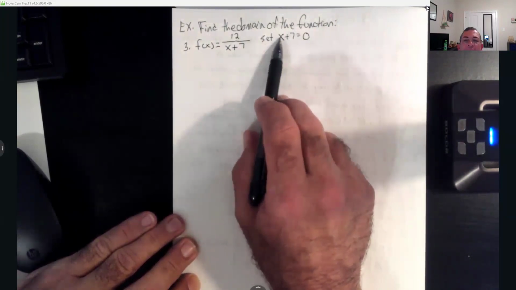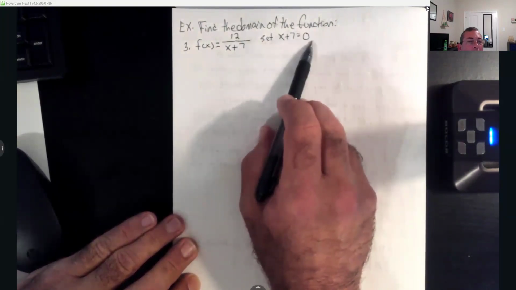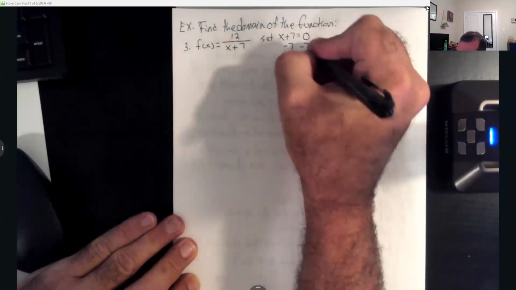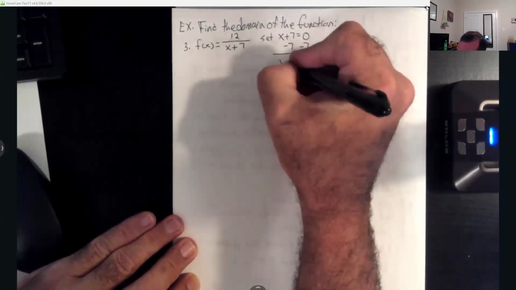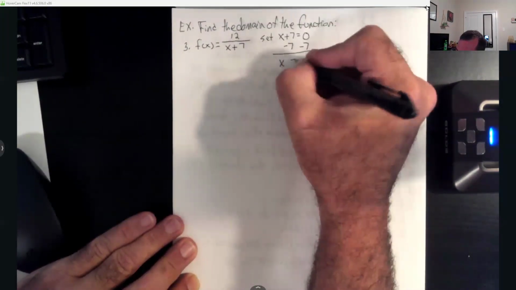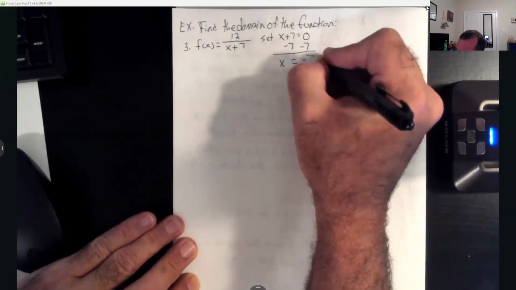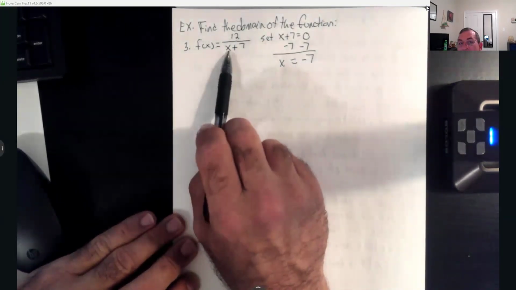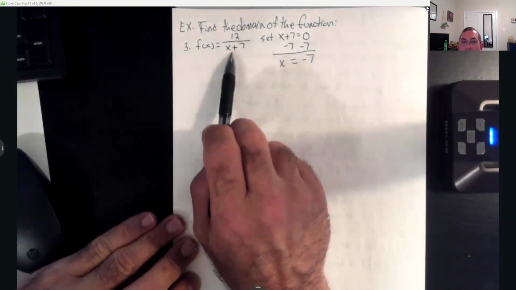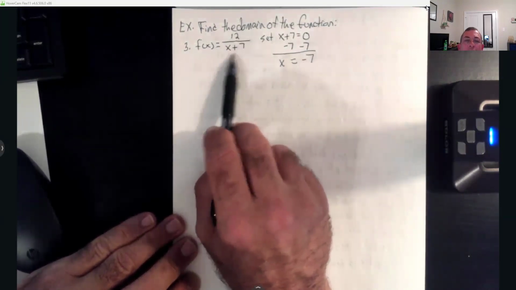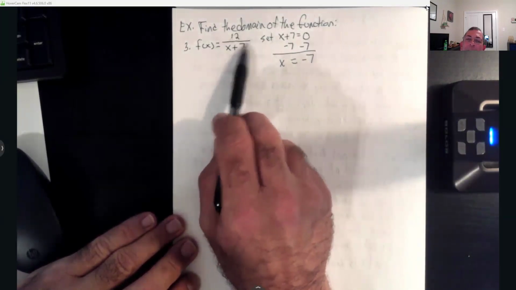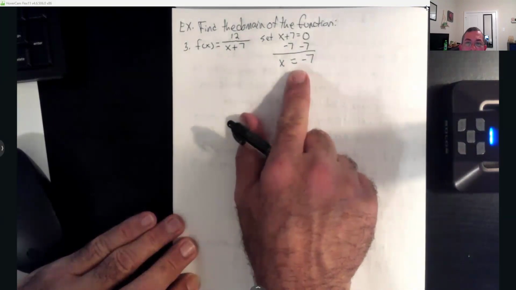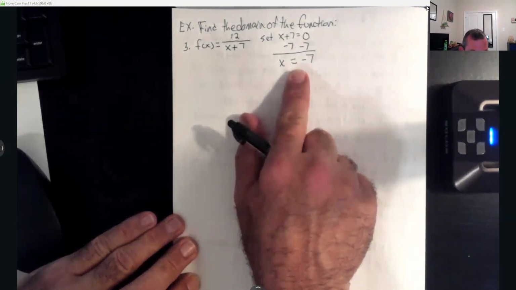I need to get the x by itself. So I'm moving that 7 over by subtraction. So when I do that, I get my x, that cancels. 0 minus 7 is -7. So guess what? If I put a -7 in for that x, -7 plus 7 is 0. And 12 divided by 0 is undefined. So we're going to exclude -7 from our domain.